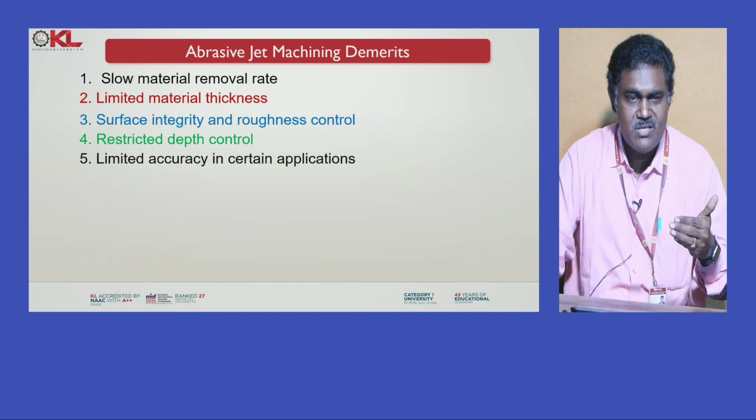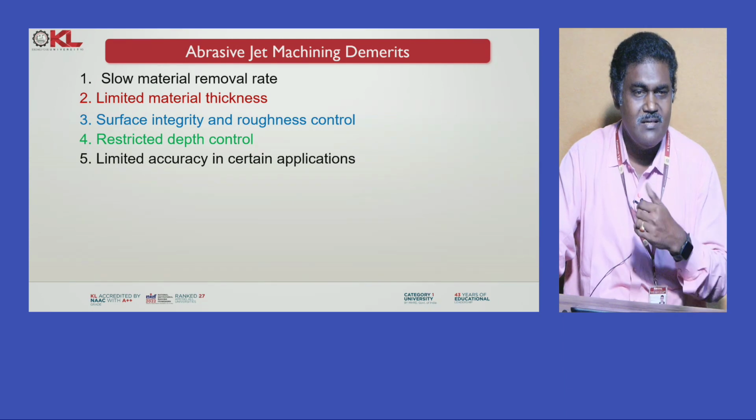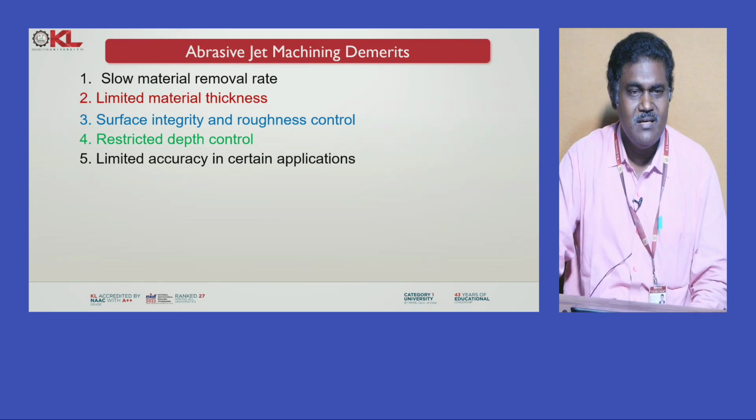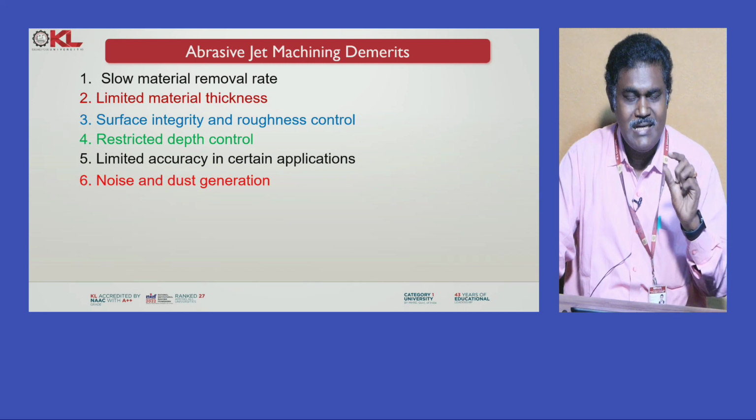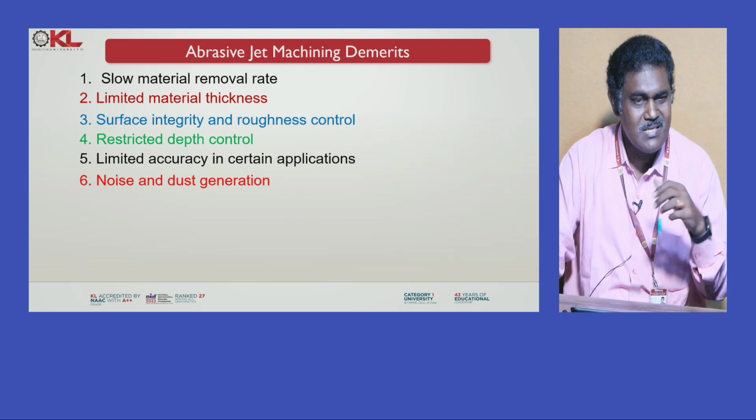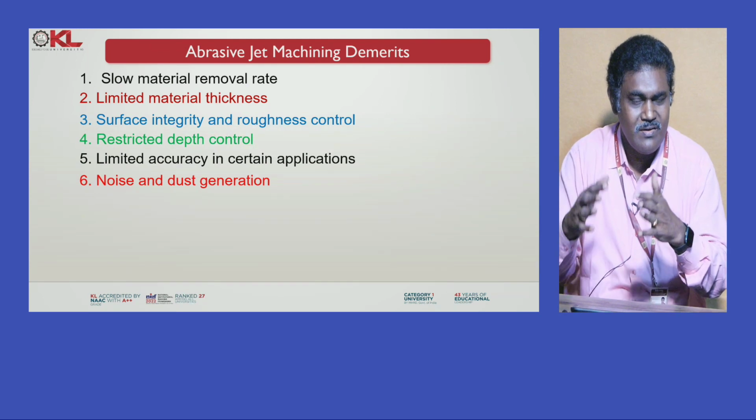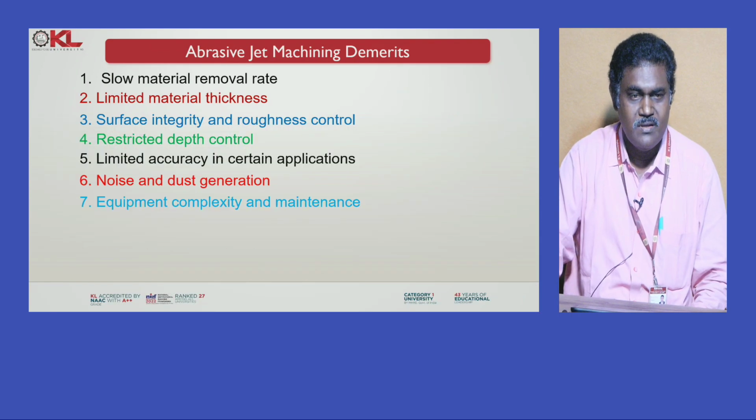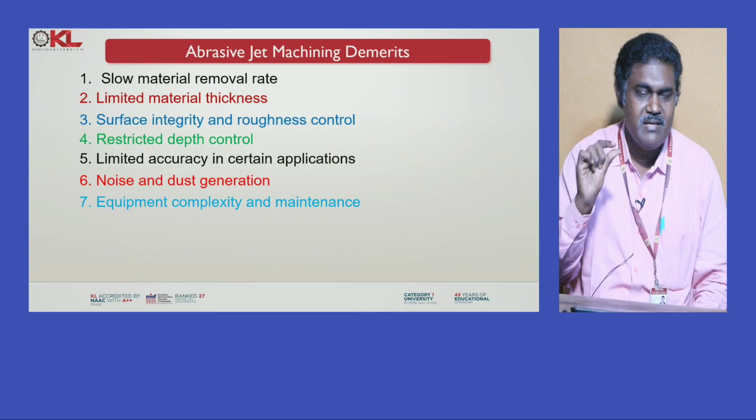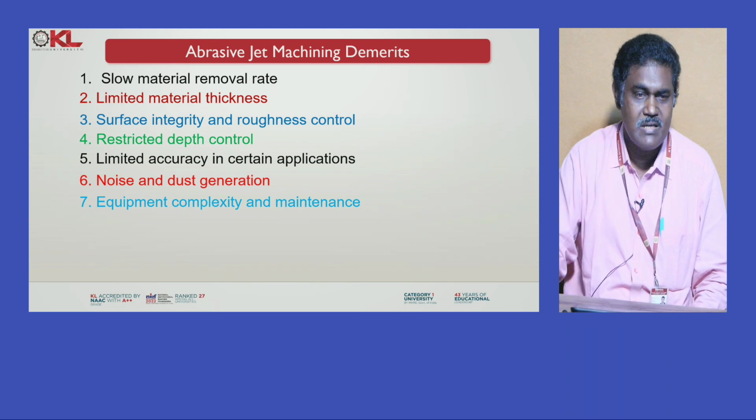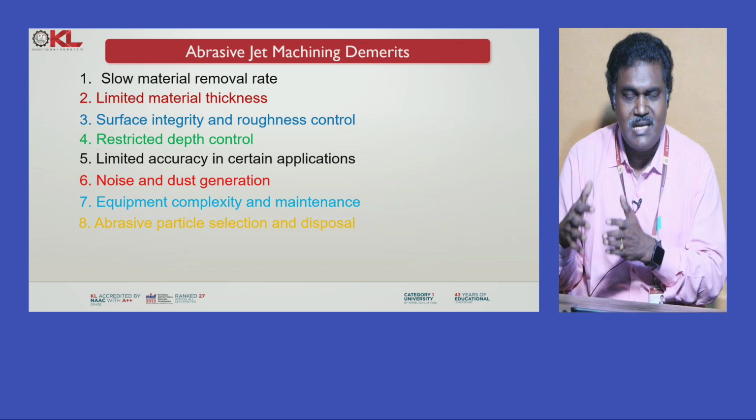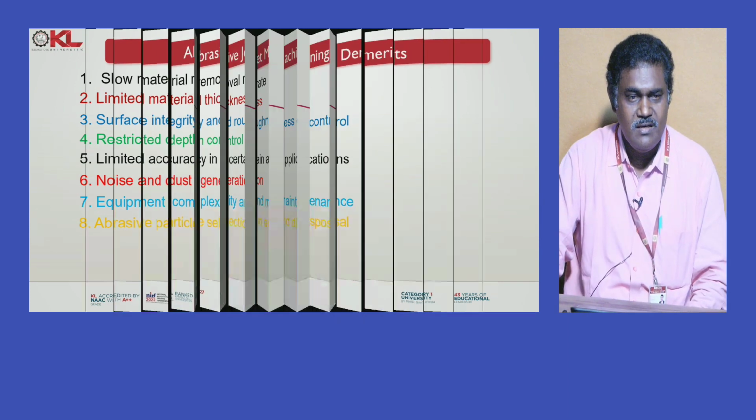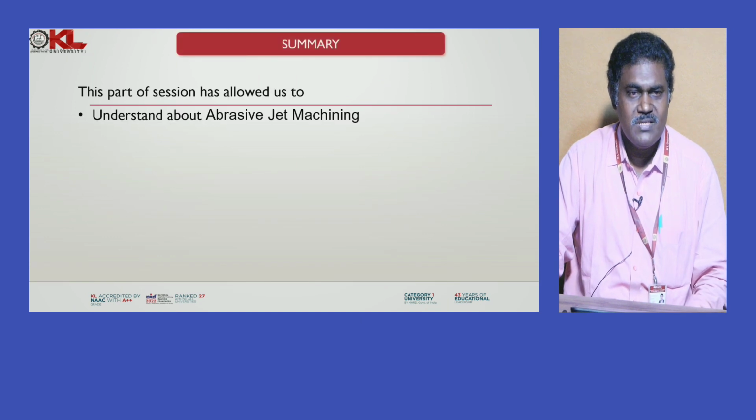Next, limited accuracy in certain applications. Its accuracy is limited. Then noise and dust generation. A lot of noise and dust will be generated. For that we provide some shielding when operating the machining. And equipment complexity and maintenance. Maintenance is somewhat complex for this abrasive jet machining setup. And abrasive particle selection and disposal is also one of the typical tasks. So these are all related to abrasive jet machining.